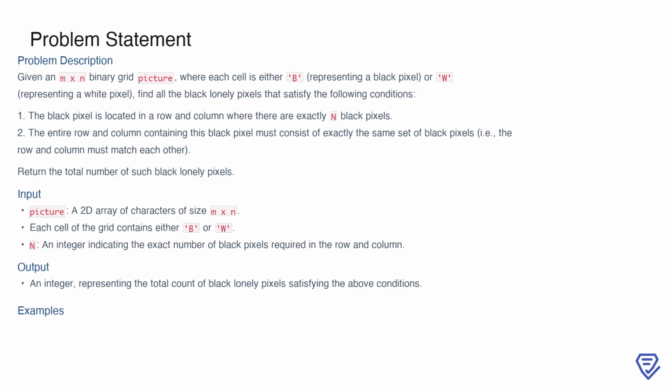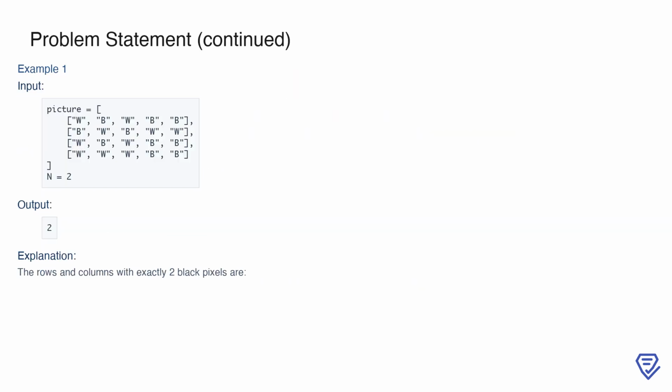Once we identify all such pixels, we return the total count of these black lonely pixels. The input consists of the binary grid picture and the integer n, which specifies the required number of black pixels. The output is an integer representing the count of the black lonely pixels that meet these conditions. Let's look at an example to better understand the problem.